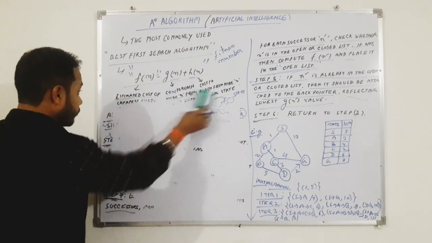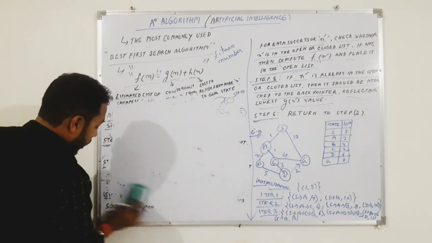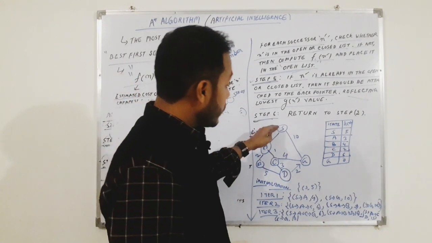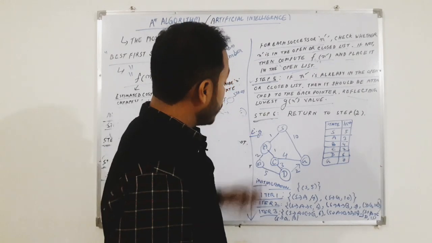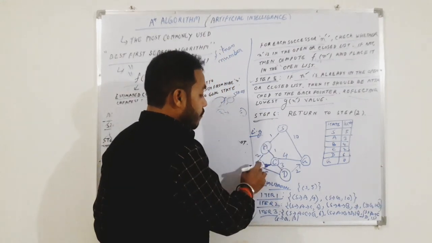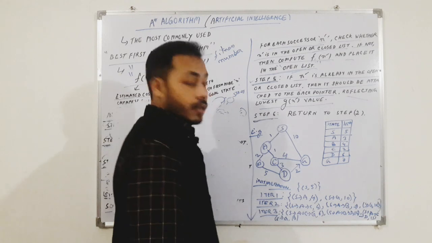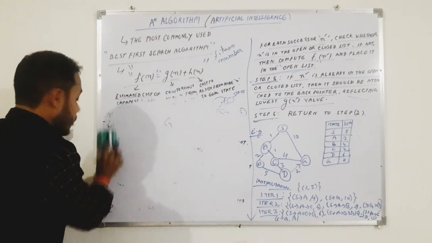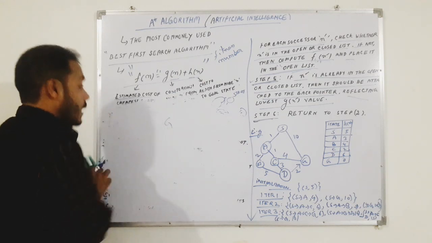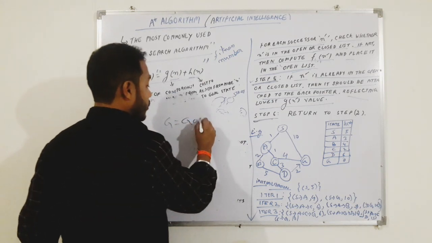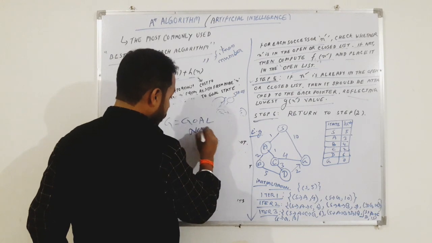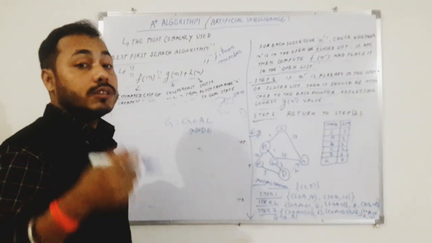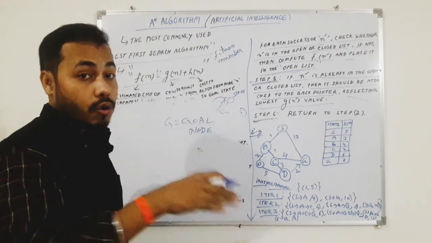Now, this graph is given to you. S is the search start node, then other nodes like A, B, C, D, Z. Of course, Z is our goal node. Now by applying the A star algorithm, we need to find out the path to reach the goal node.